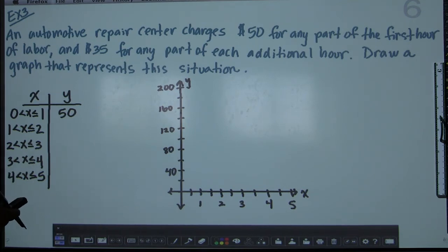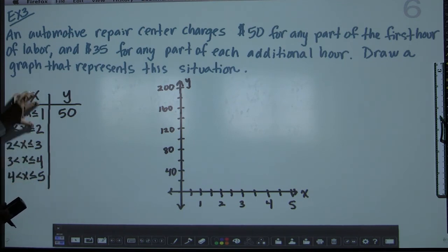All right? A lot of times this is what piecewise functions are like. Even with cell phones, it's the same thing. Like when you call somebody, they'll charge you for the minutes, for example, in some plans. And if you're only talking on the phone for 2.5 minutes, they're going to charge you for the full-blown 3 minutes. And that's kind of what's happening here, is that even though they're only working on your car for 15 minutes, they're going to charge you $50 for any part of the first hour of labor.